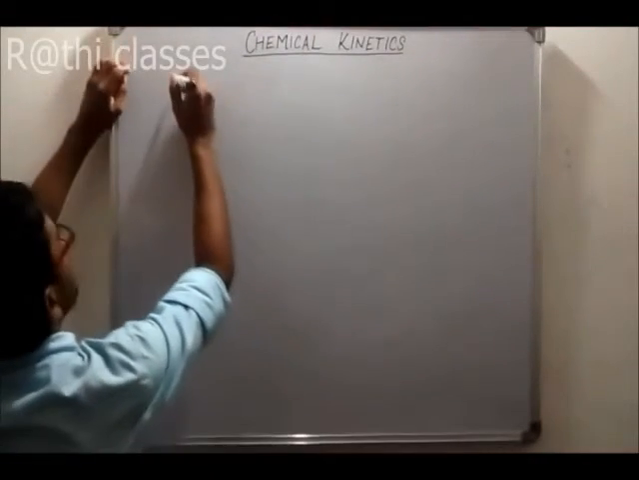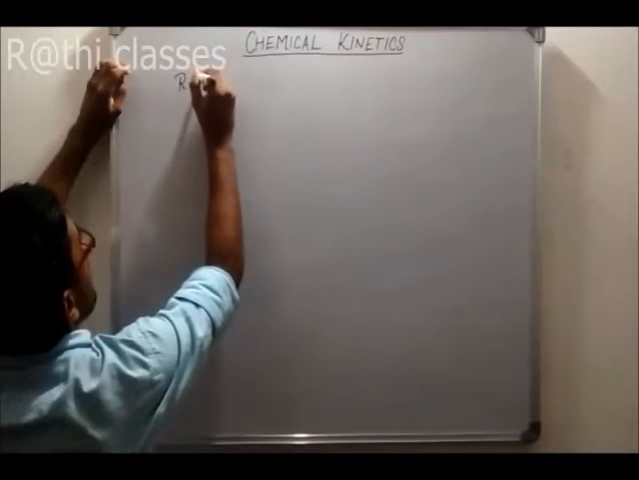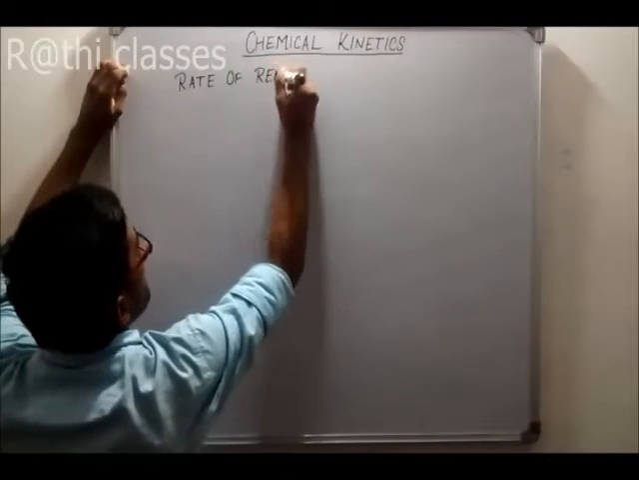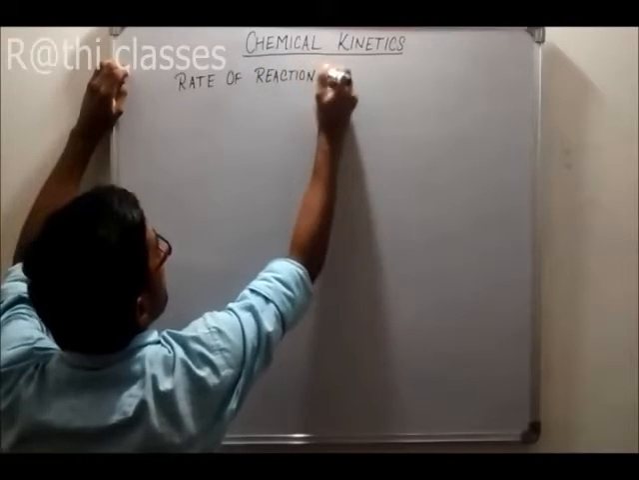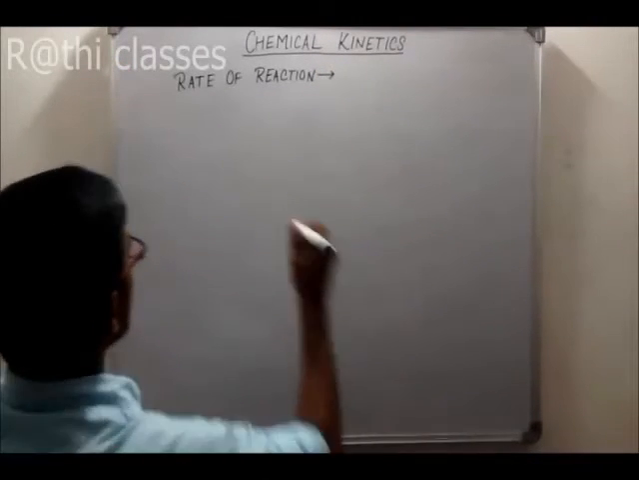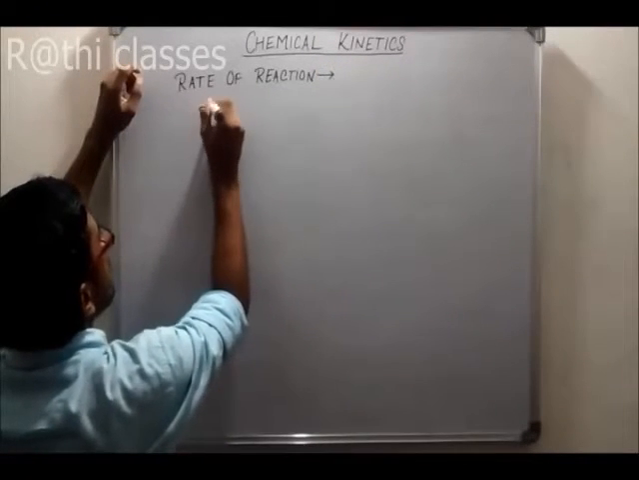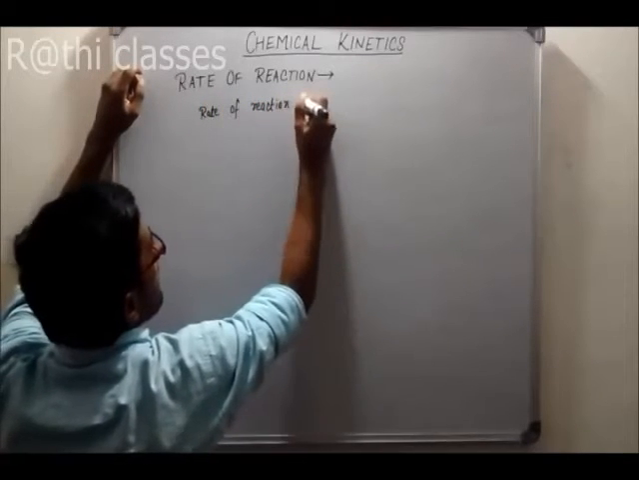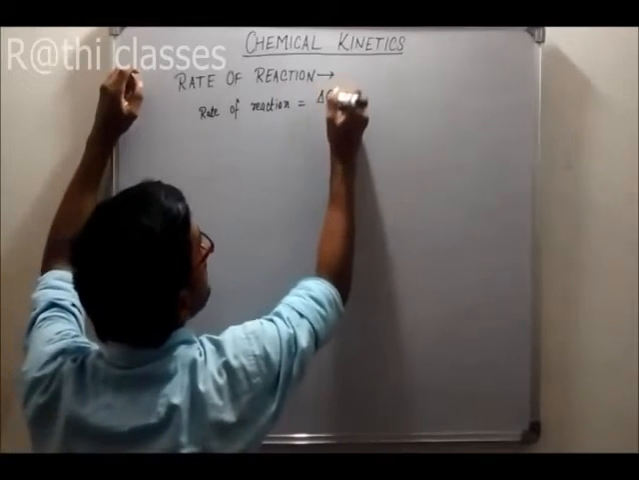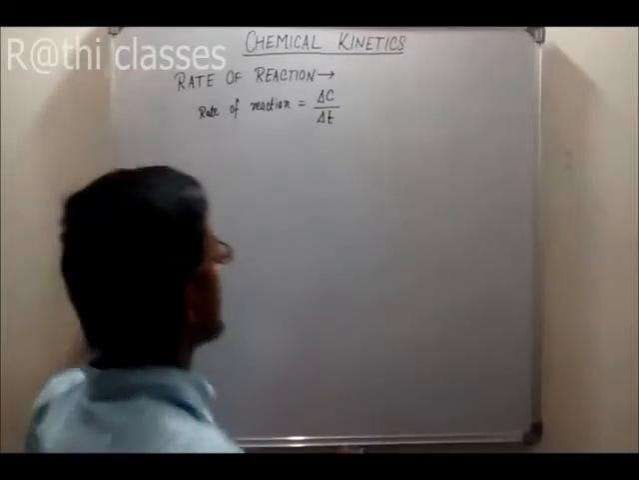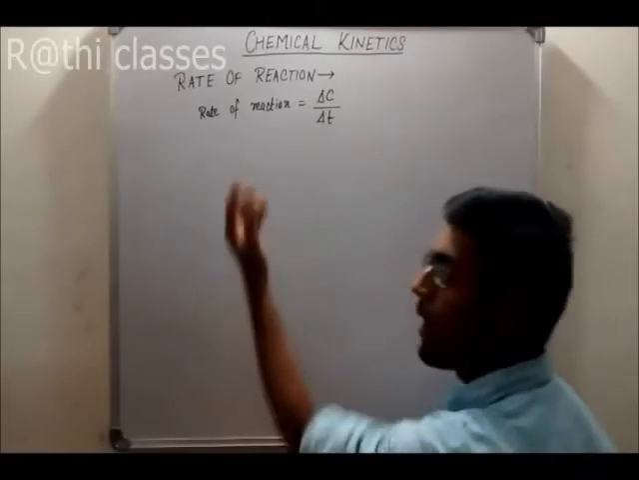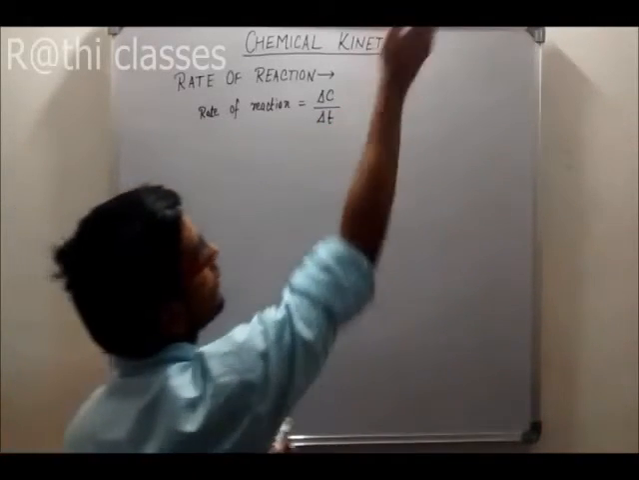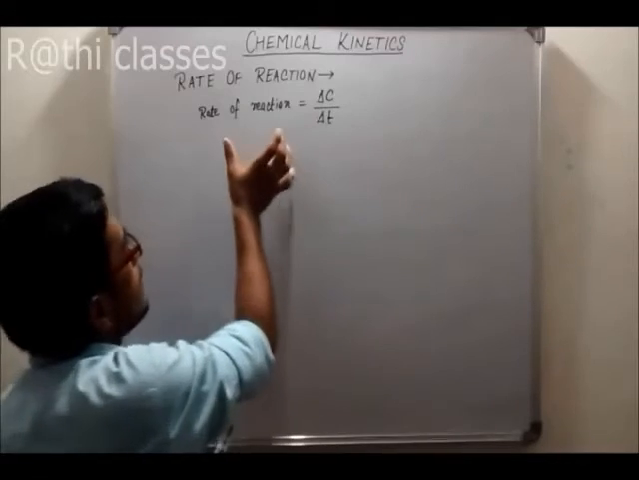Rate of reaction. Rate of reaction means the rate of a reaction is equal to the change in concentration by time taken. For example, if the reactants are converted into products, then the change in concentration of the reactants or the change in concentration of the products divided by the time taken will be the rate of reaction.